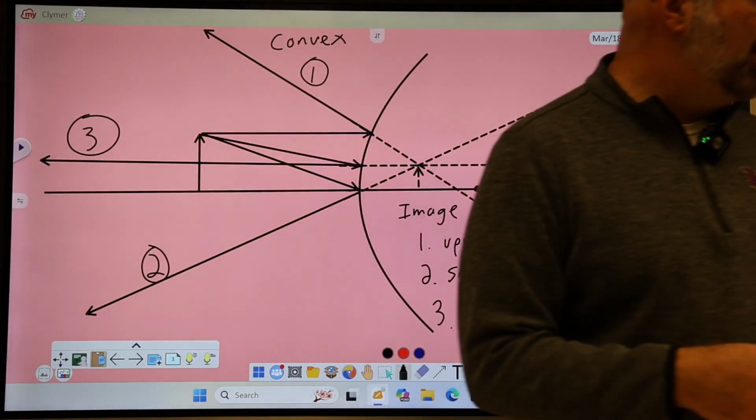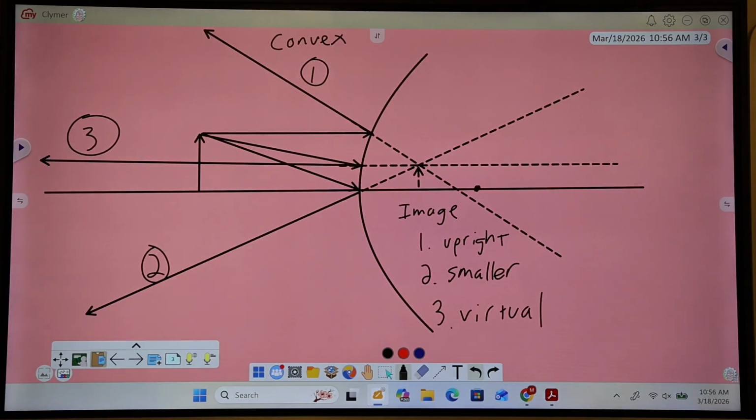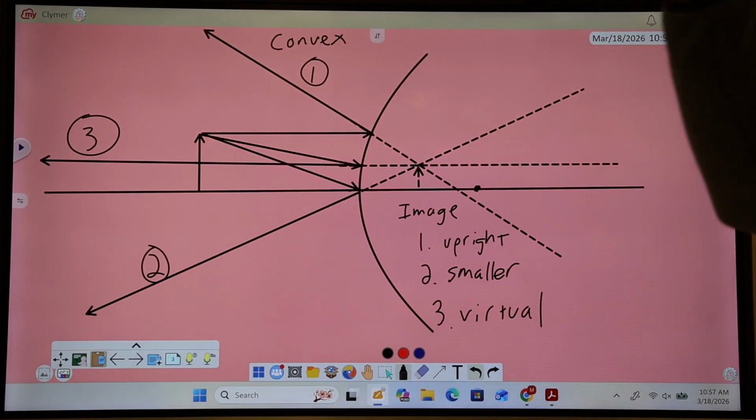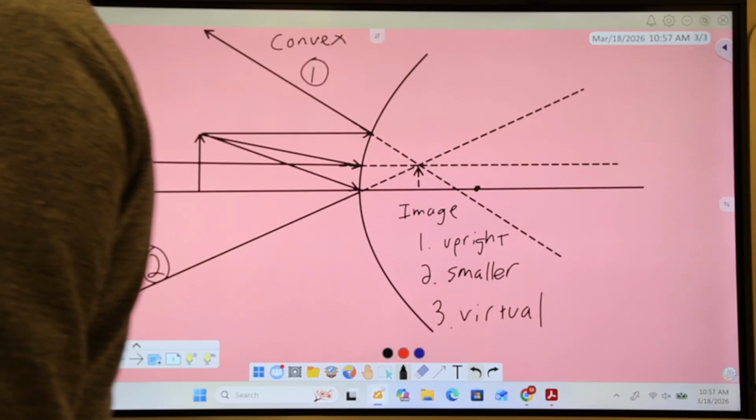All right, so I scavenged a convex mirror from the electricity unit. We'll get there someday, I promise. Here is a convex mirror. How do you all look in this mirror?